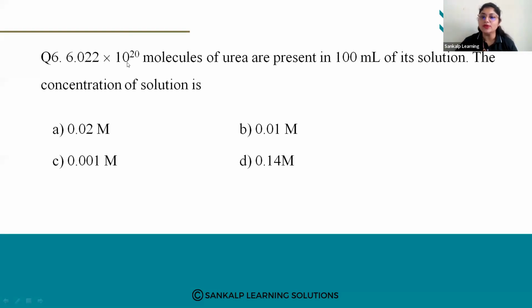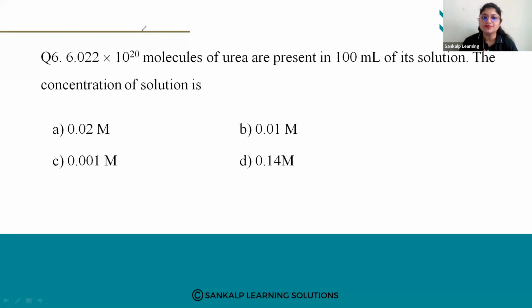6.022 into 10 raised to 20 molecules of urea are present in 100 ml of its solution, the concentration of solution is, okay. So there are four options: A 0.02 molar, B 0.01 molar, C 0.001 molar, D 0.14 molar. Okay, so what is the answer? How are we going to solve this?